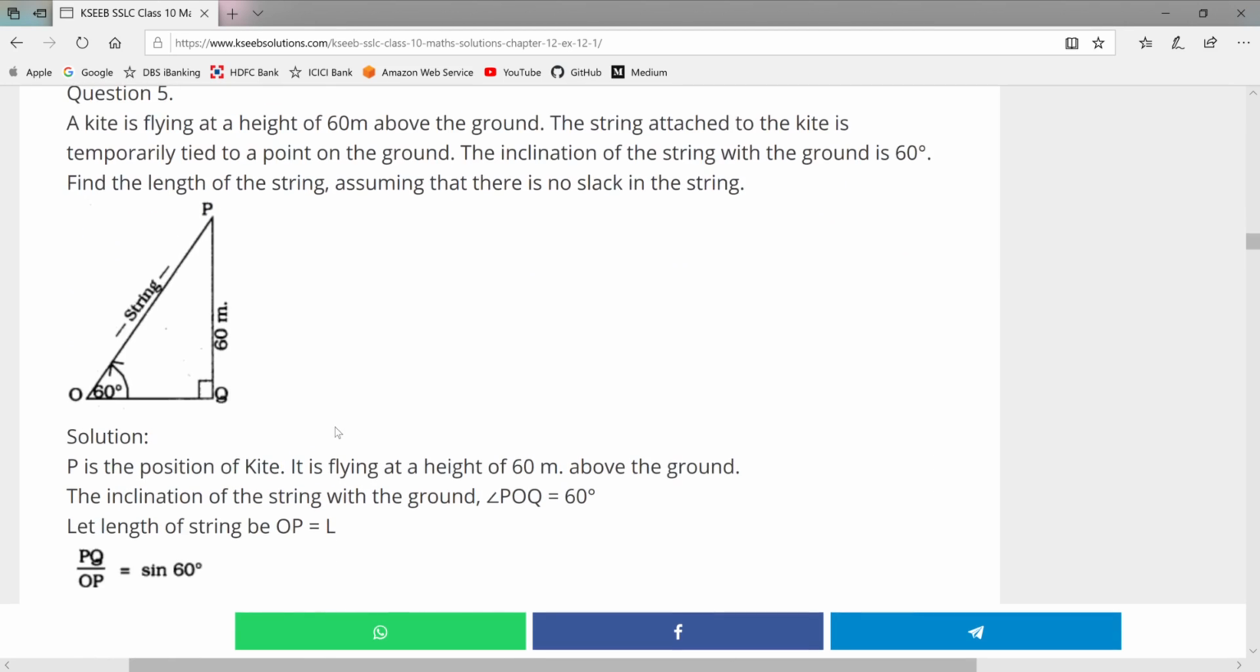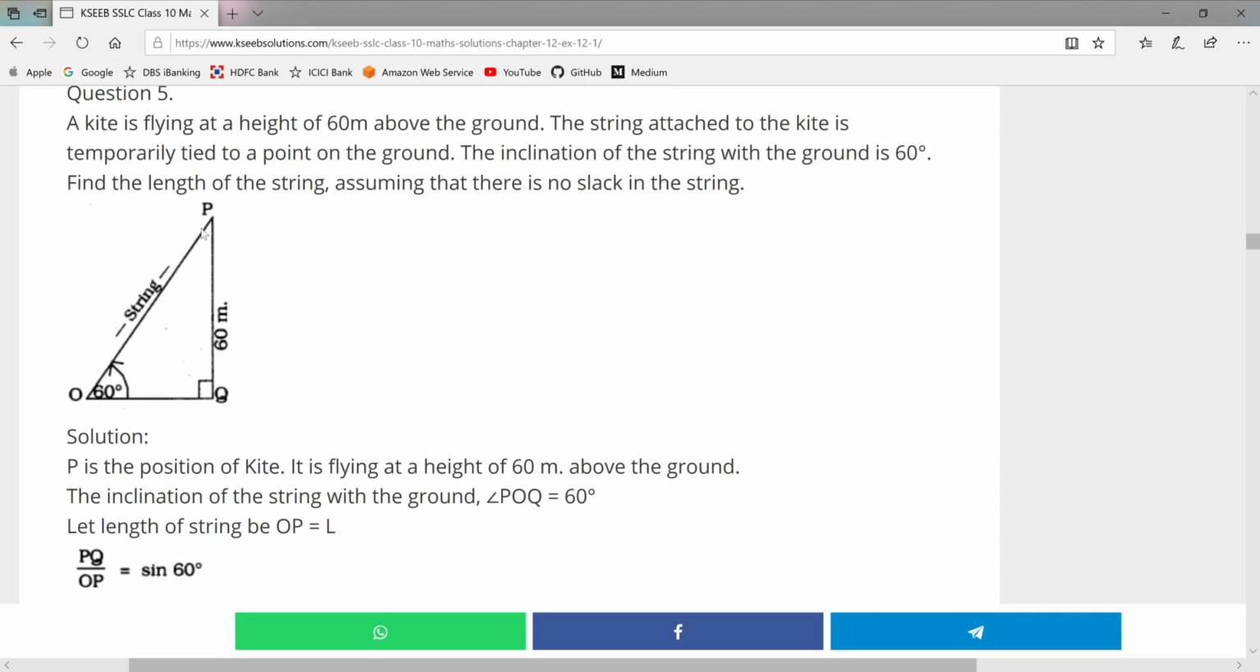Question number 5 here. See this. The kite is flying at a height of 60 meters above the ground. The string attached to the kite is temporarily tied to a point on the ground. The inclination of the string with the ground is 60 degrees. Find the length of the string, assuming that there is no slack in the string.